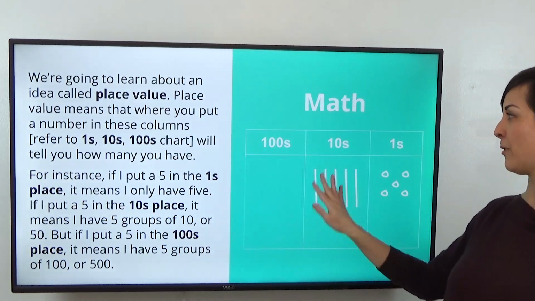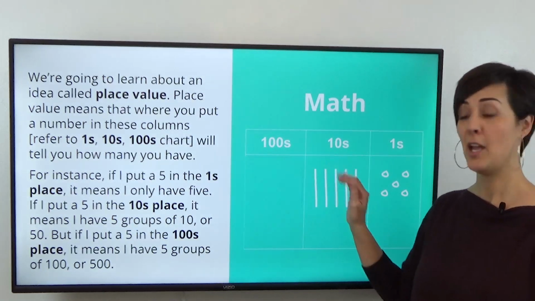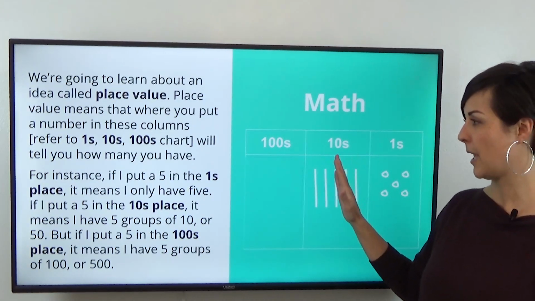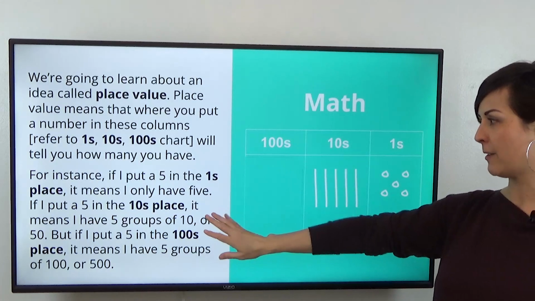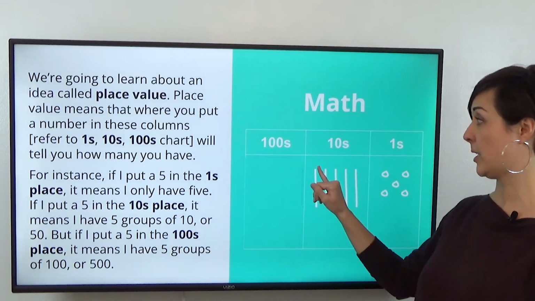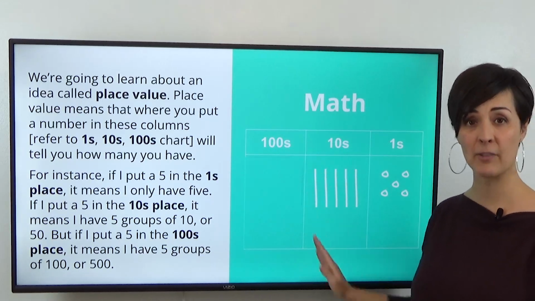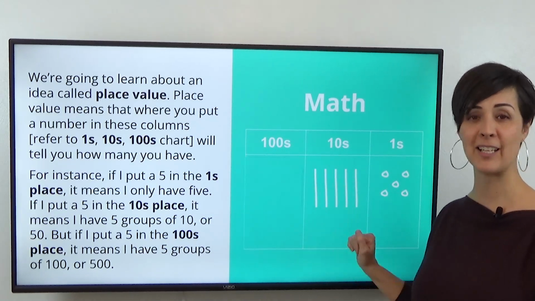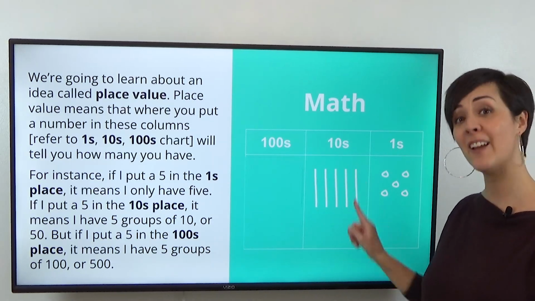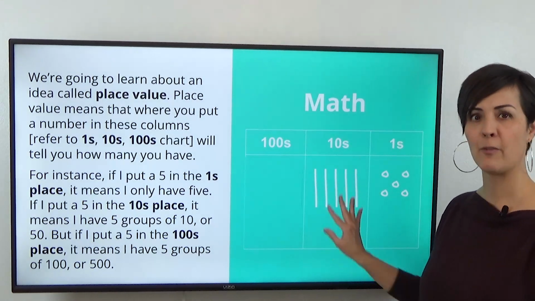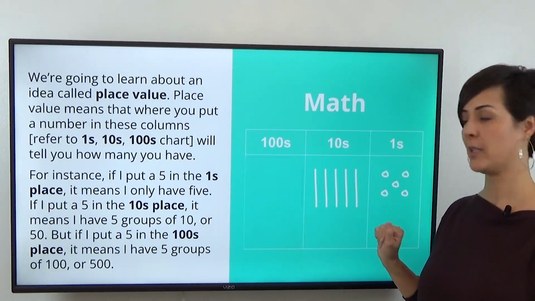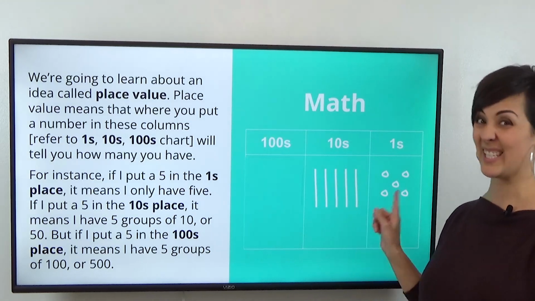However, if I put a 5 in the tens column, it means I have 10 groups, or let me read it how I have it. If I put a 5 in the tens place, it means I have 5 groups of 10, which is a lot bigger number. Can we count these by tens and see how many it is? Starting 10, ready? 10, 20, 30, 40, 50. Okay, if I have 5 groups of 10, it means I have 50. So for instance, 50 chocolate chips instead of just 5.